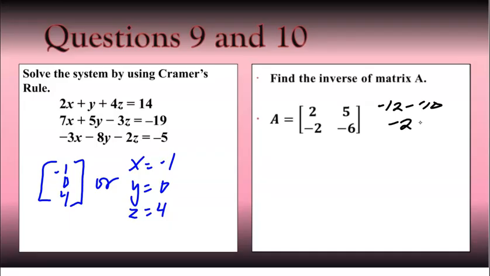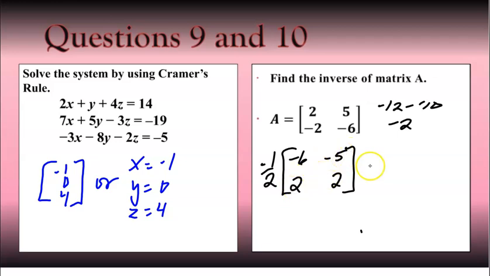And since we're trying to find the inverse, we have to take the inverse of negative 2, which would be the reciprocal, and that would be negative 1/2. Then we're going to multiply that by a rewritten matrix. So when we do this, we're going to switch these two parts around. So this will be negative 6, and the lower right is 2. And then we change the signs of the other numbers. So this would be negative 5, and this would be a positive 2.